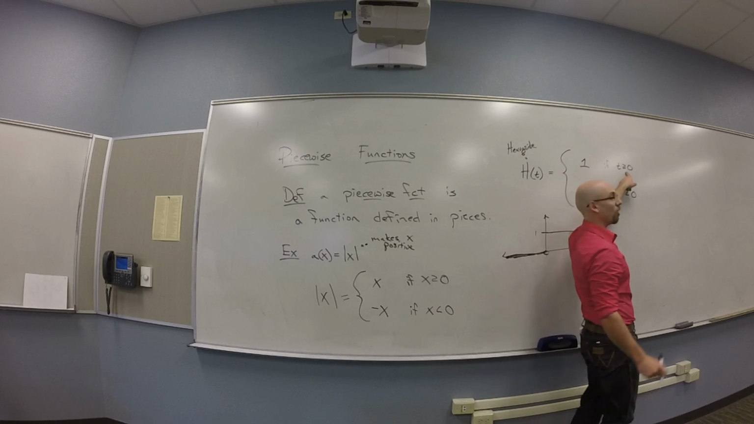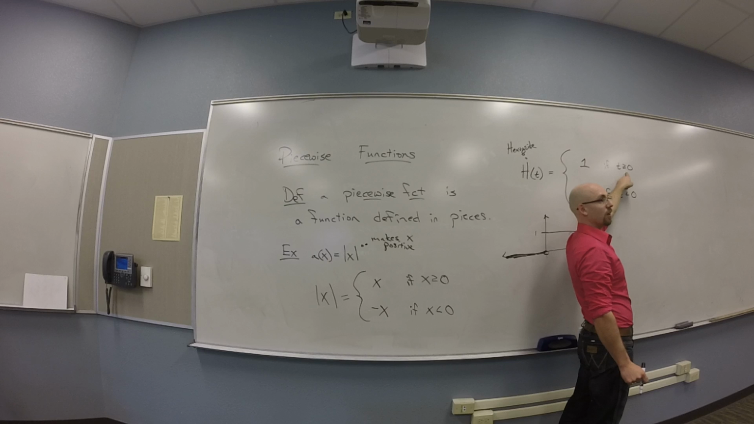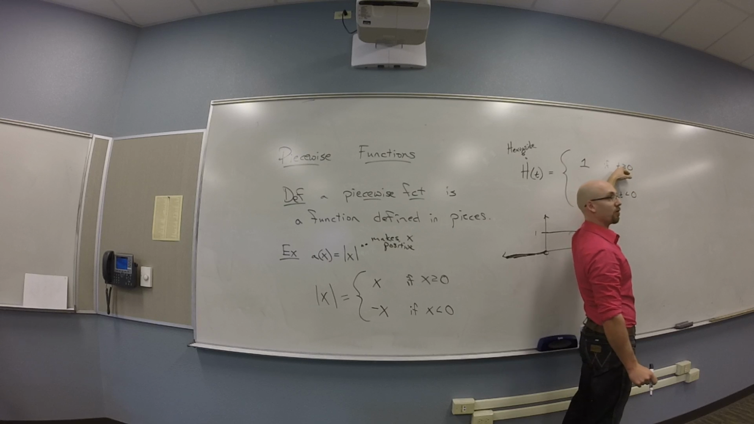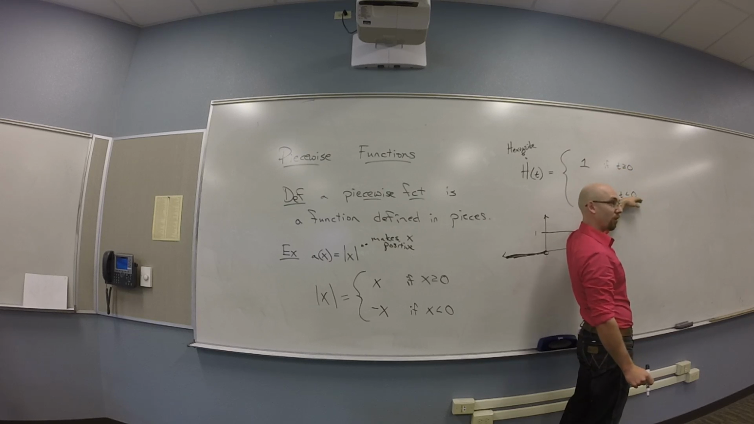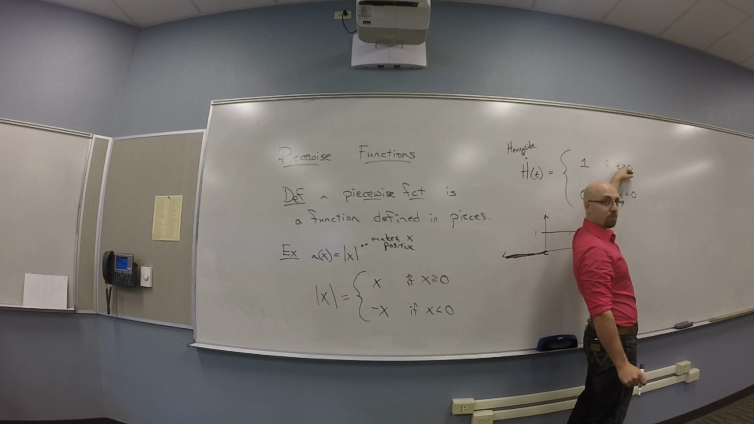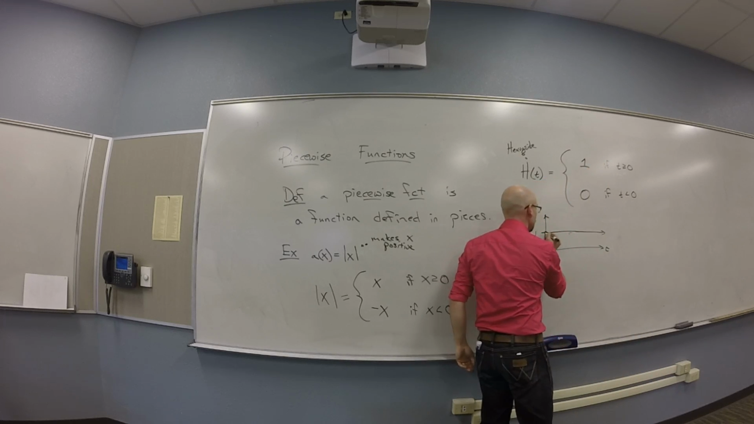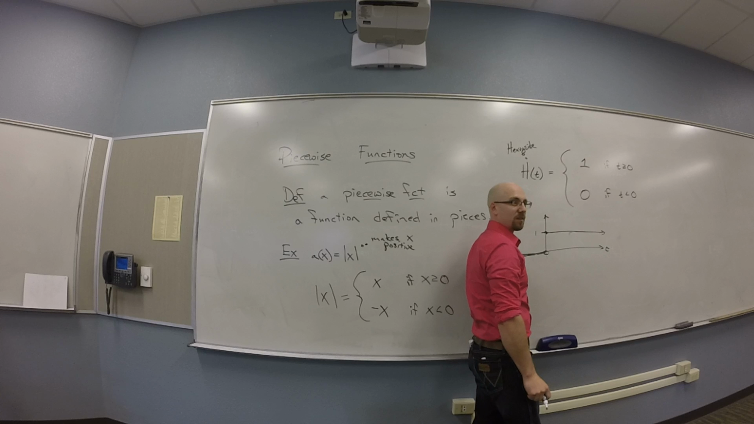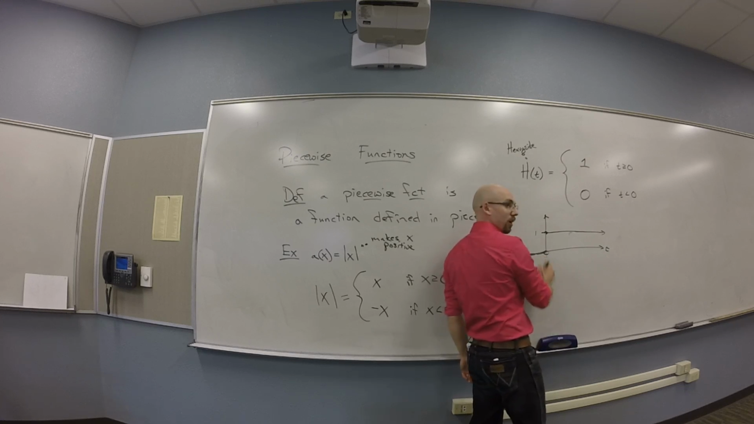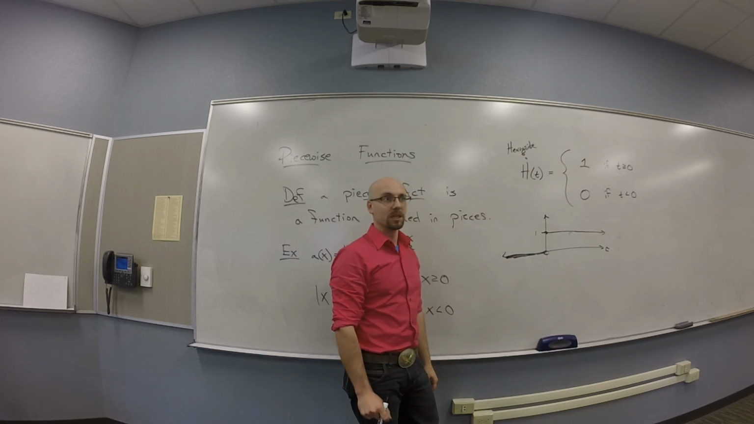Yeah, so when you're plugging a t value in, you need to go to the piece for that value. So if I try to plug 0 in, is 0 bigger than or equal to 0, or is 0 smaller than 0? 0 is bigger than or equal to. 0 is equal to 0, so it fits in the bigger than or equal to part. And then what's my output? 1. So there's actually a closed dot up here at 1, and an open dot down here at 0. You guys see that?